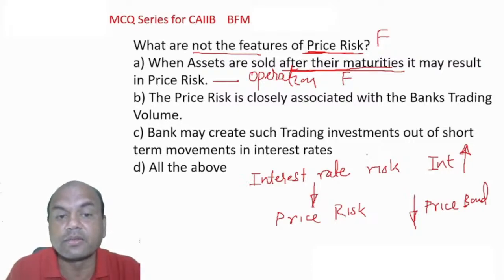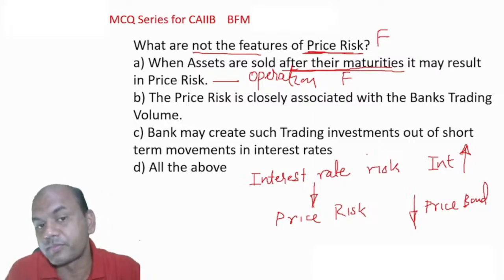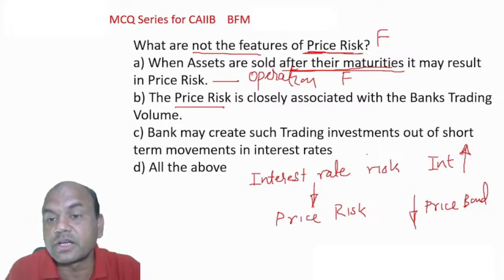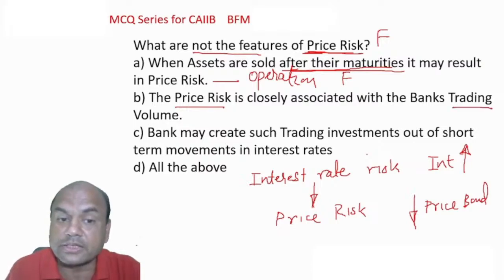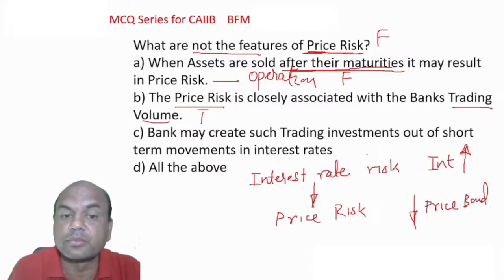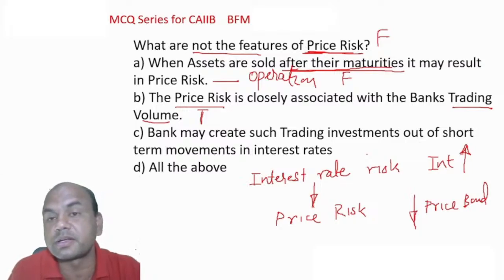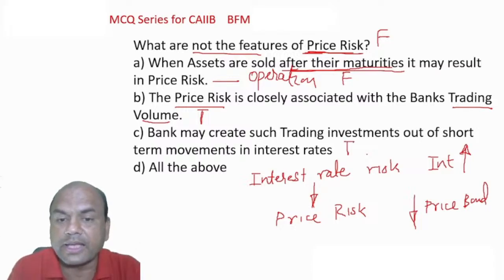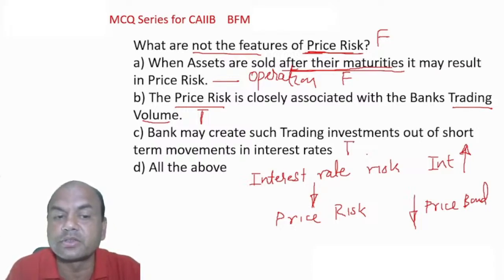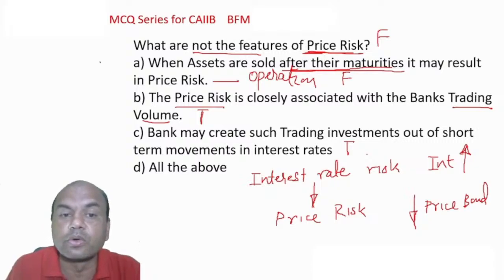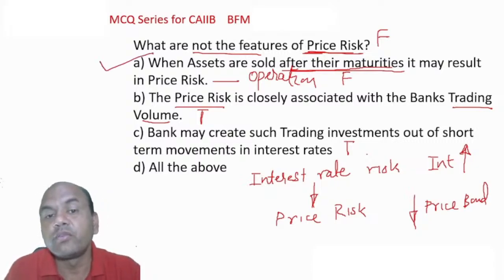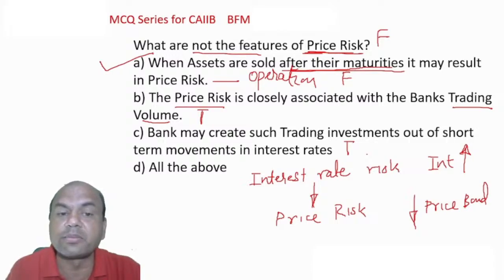What about the second one? The price risk is closely associated with banks' trading volume. That is true, because the more the trading volume, the more price risk I will have. Banks may create such trading investments out of short-term movements in the interest rates. So that is also true. I can create investments from the short-term movement. But I want the false one. So only A is the answer: when assets are sold after the maturity, it may result in the price risk.